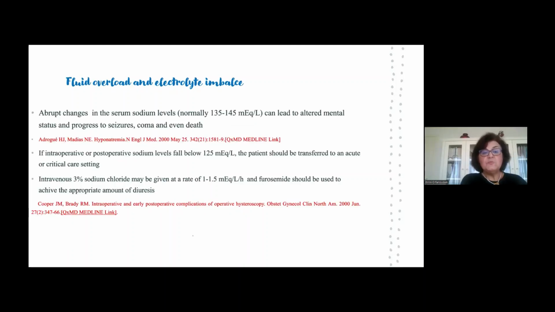Abrupt changes in the serum sodium levels can lead to altered mental status and progress to seizures, coma, and even death. If intraoperative or postoperative sodium levels fall below 125 milliequivalents per liter, the patient should be transferred to acute or critical care settings. Intravenous 3% sodium chloride may be given at a rate of 1 to 1.5 milliequivalents per liter per hour, and furosemide should be used to achieve the appropriate amount of diuresis.